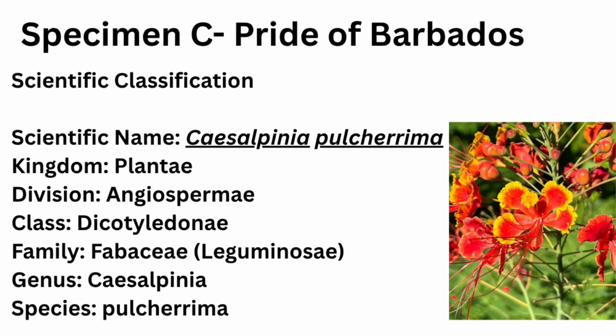Specimen C, pride of Barbados. So this is a very regular specimen in NECO. Okay, so the scientific name is Cisalpina botrima, and it's obviously under kingdom Plantae. It's a plant division Angiospermae, class Dicotyledone, then the family, the genus, and the species.